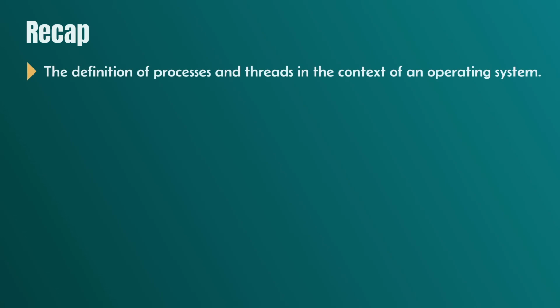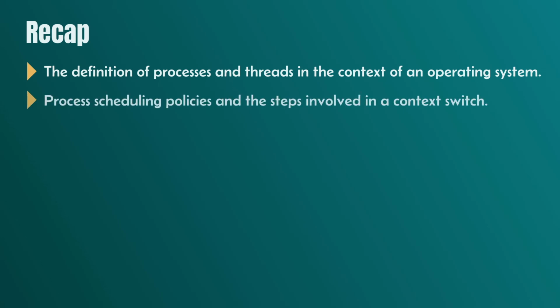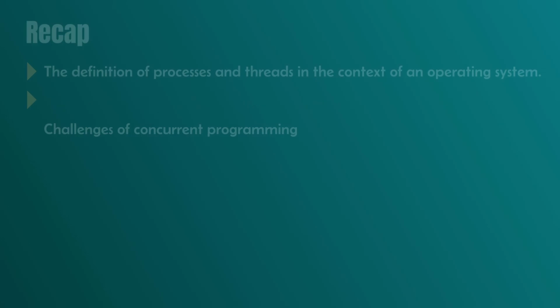In part 1, we learned about the definition of processes and threads in the context of an operating system. In part 2, we explored process scheduling policies and the steps involved in a context switch. And in part 3, we covered two of the most important challenges of concurrent programming. In this part, we will continue our discussion on the challenges of concurrent programming by exploring three more challenges that every software developer should be aware of.